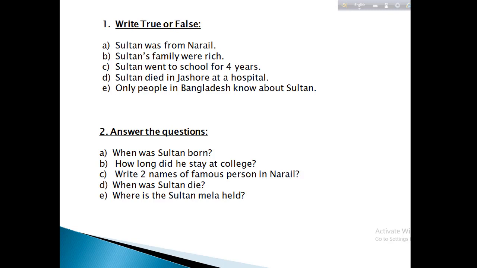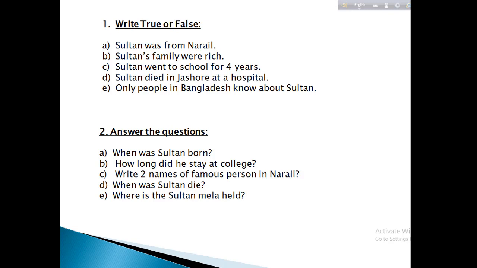Question number D. When was Sultan die? Now, we can see in this passage, Sultan died in 1994. So, the answer of this question is Sultan died in 1994.